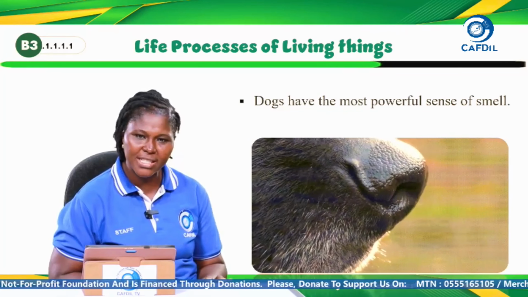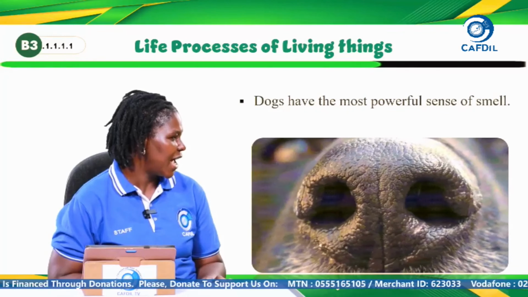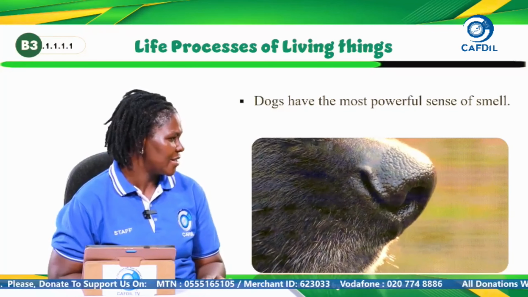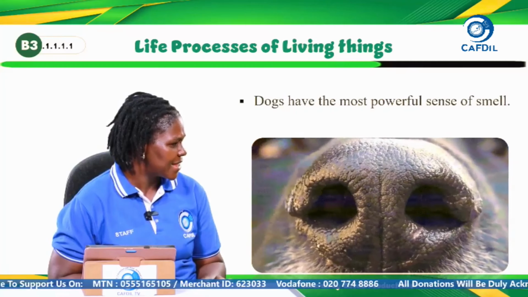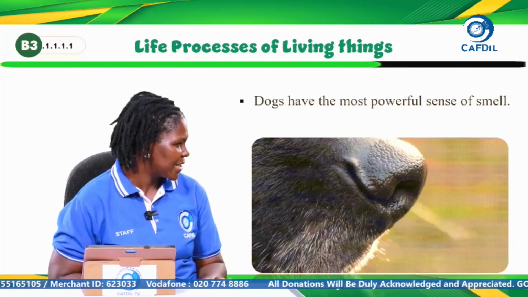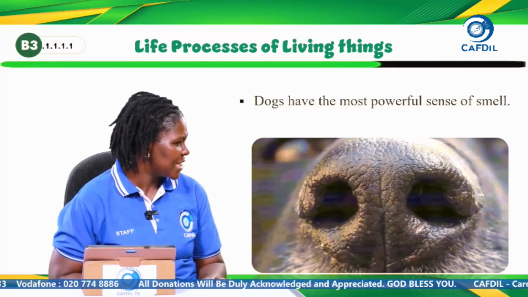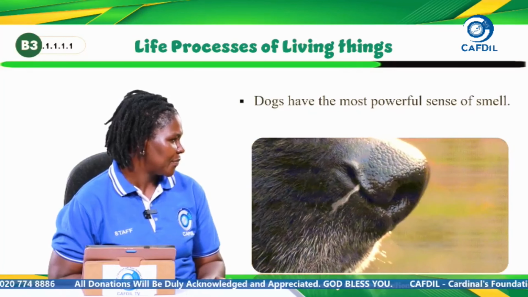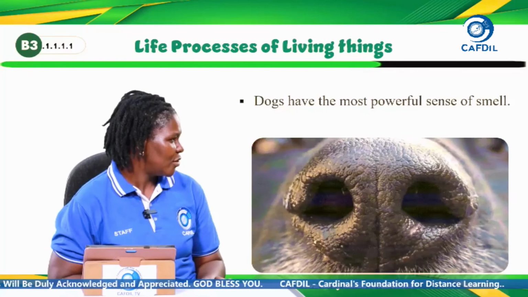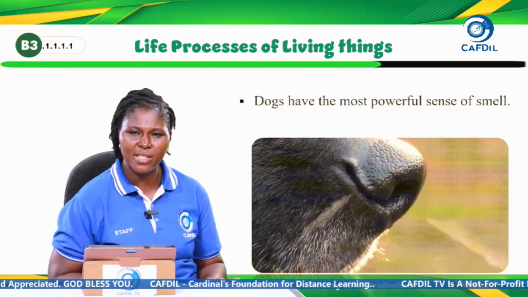And also police, they use dogs to work because dogs have a special nose. They can smell so many things around them. So let's look at it. Look at the dog, how it is smelling. They can smell even 14 scents at a time. Yes, dogs have the most powerful sense of smell, as we can see on our screen.